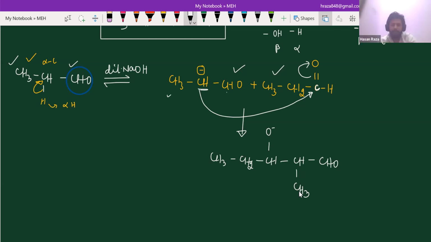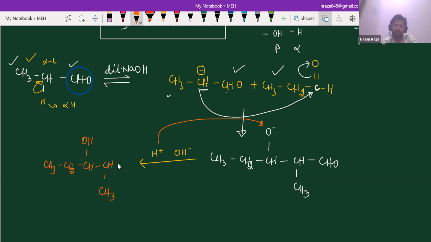Now, as you can see, I'm going to do the hydrolysis of this. That means H2O, basically H plus and OH minus. So as you can see, this H plus will be attacking on this oxygen. So there will be CH3 and then CH2, and then CH, and then OH will be there. And then again CH was there, and then CH3 is there, and then CHO. After this, you are going to do the condensation part. Condensation means you are going to remove H2O.